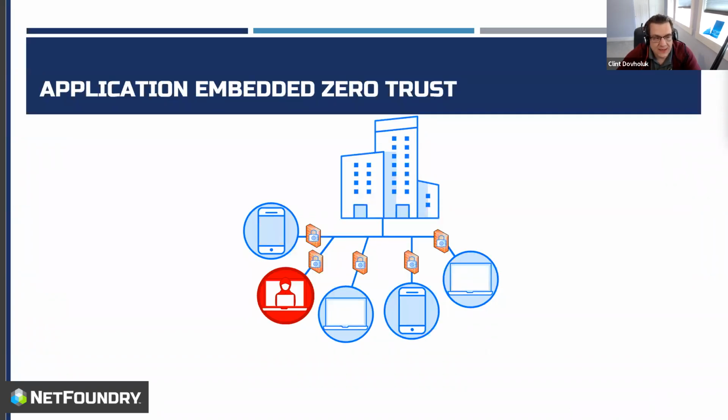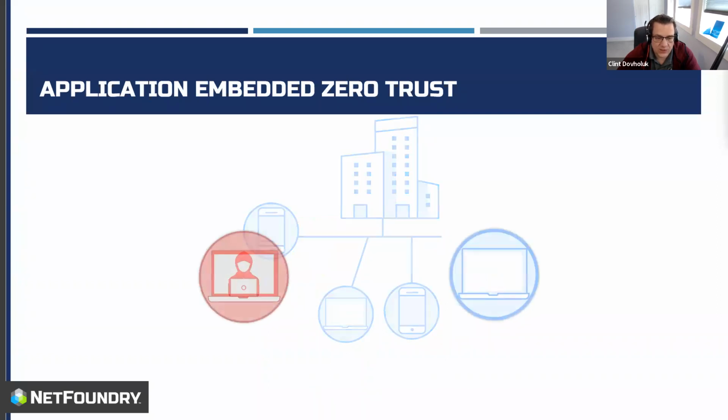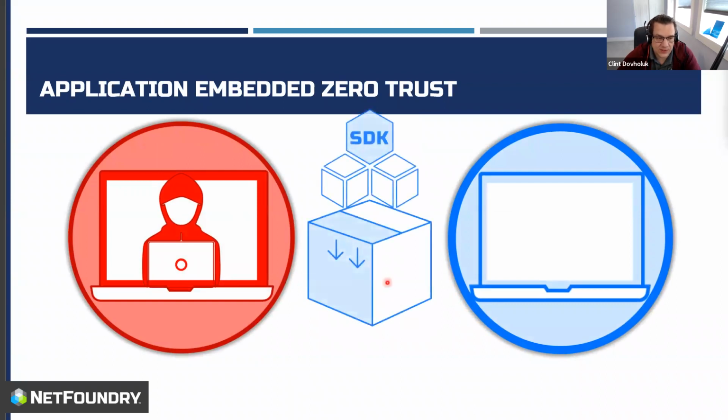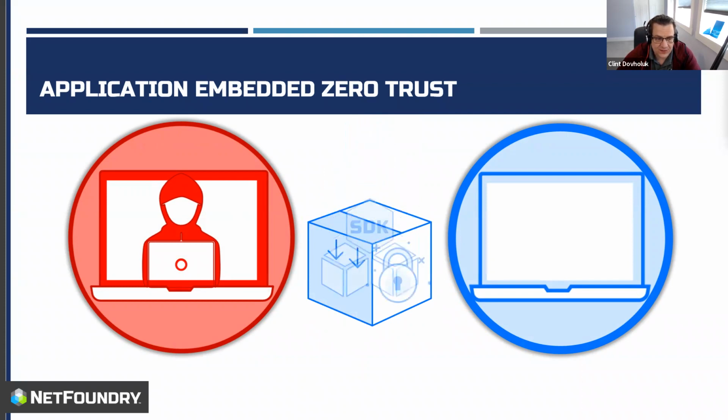So what does it mean to be application embedded? Well, I just touched on that a moment ago on that previous slide. We have our attacker, we have our target machine. We're going to just focus on those two things because what we want to do is take an application represented by this package, take one of those SDKs and smush it inside of that application and now it's got a lock icon. So it's now safe and secure. It's a zero trust application, has zero trust baked into it.